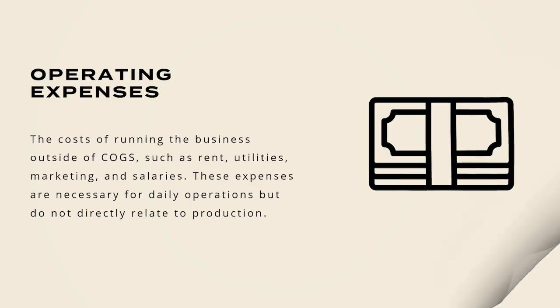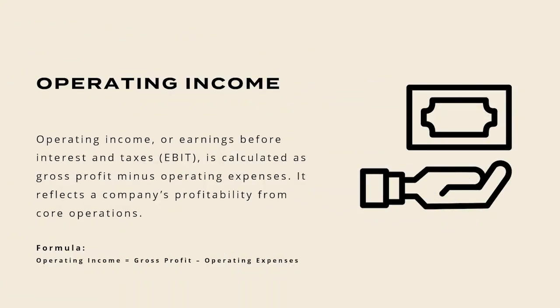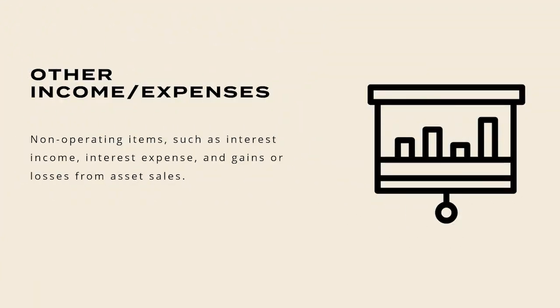We're still going to keep our gross profits in mind, because once we subtract our operating expenses from our gross profits, we're able to identify the operating income. The operating income reflects a company's profitability from core business operations. An income statement also identifies other income and expenses, which are non-operating items such as interest income, interest expenses, or gains and losses from other asset sales.